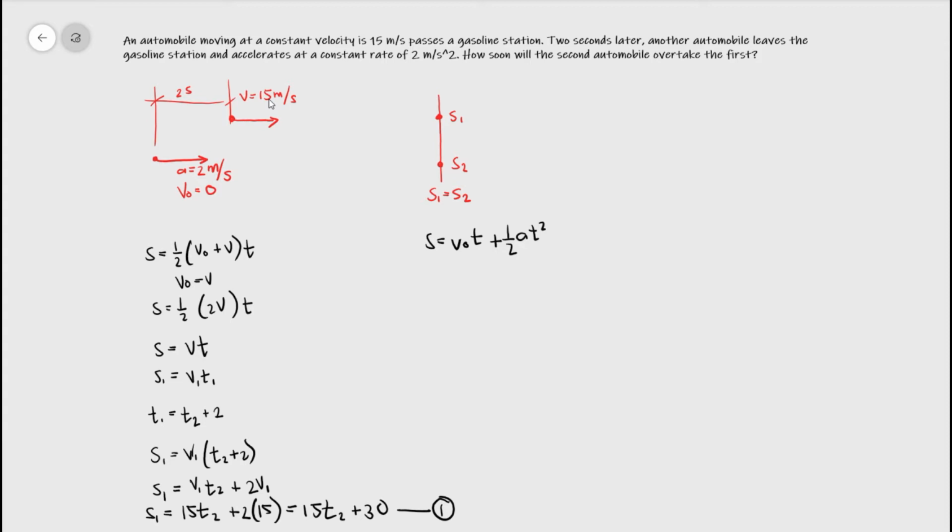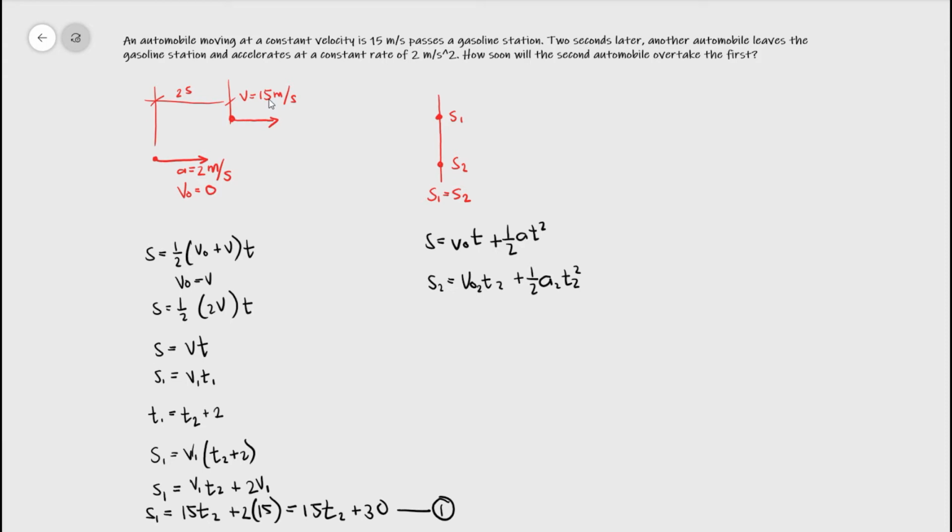Now, let's say this is our second automobile. Let's say this is S sub 2. The initial velocity of the second car, times t sub 2, plus 1/2 the acceleration of the second car, times t sub 2 squared.